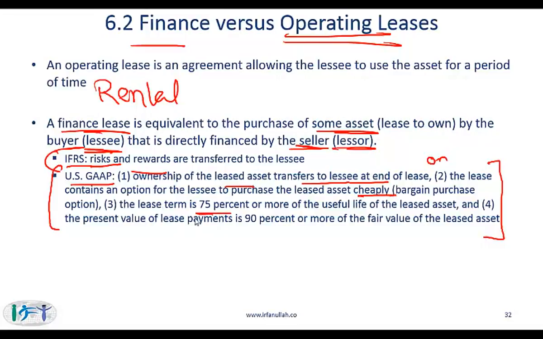If the lease term is 75% or more of the useful life, then finance lease. If the present value of the payments is 90% or more of the fair value, then again classify as finance lease. Notice that all these conditions are OR conditions. If any of them holds true, then you classify as a finance lease. And also note that if any of these hold true, then effectively the risk and reward is being transferred to the lessee. So at a high level, both IFRS and US GAAP are saying the same thing.